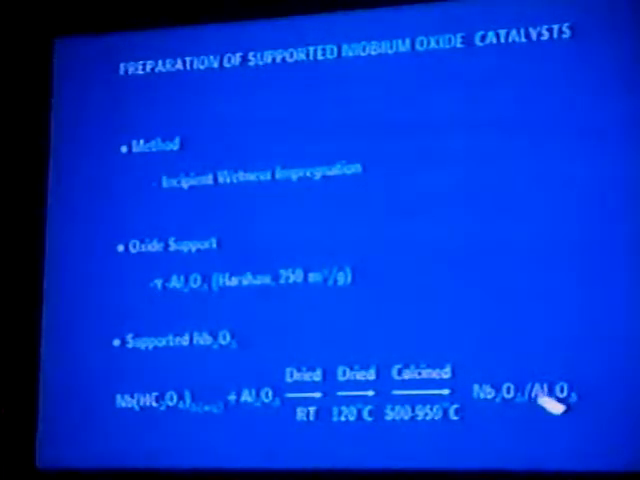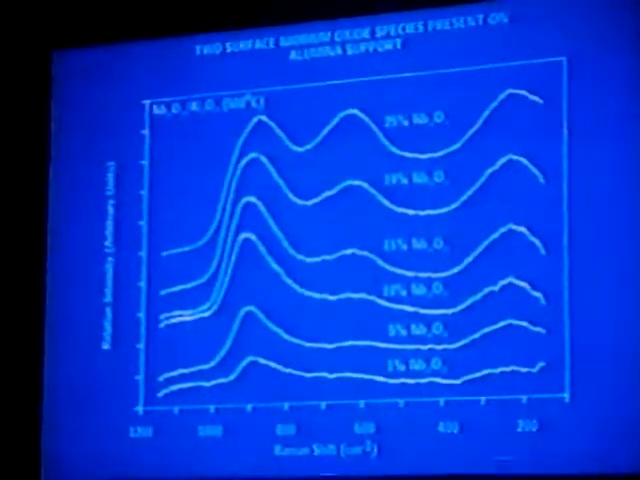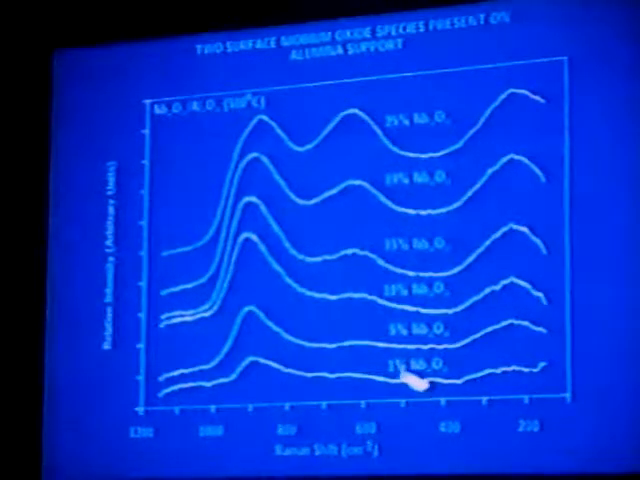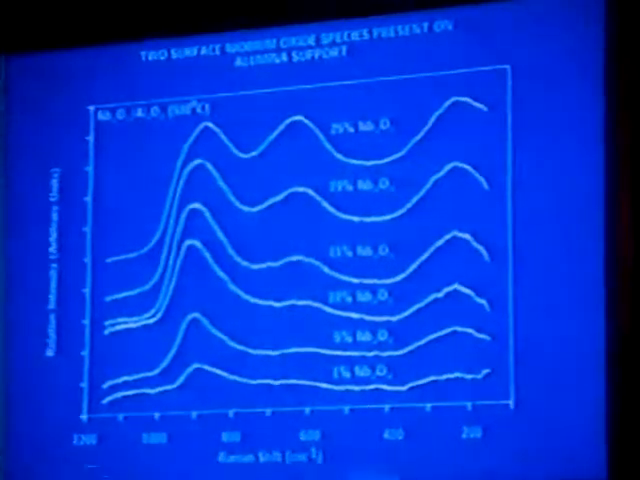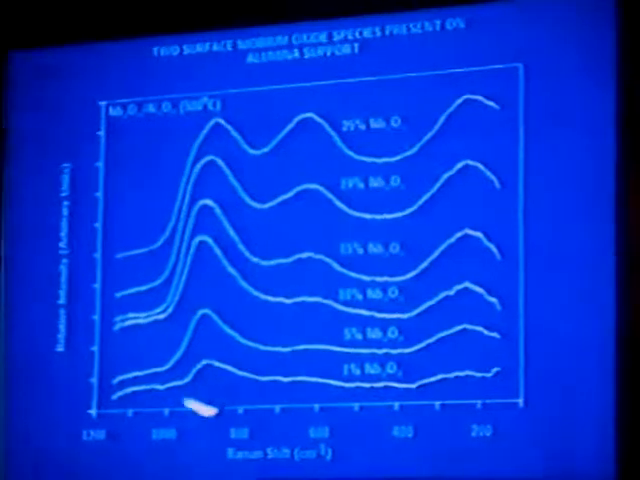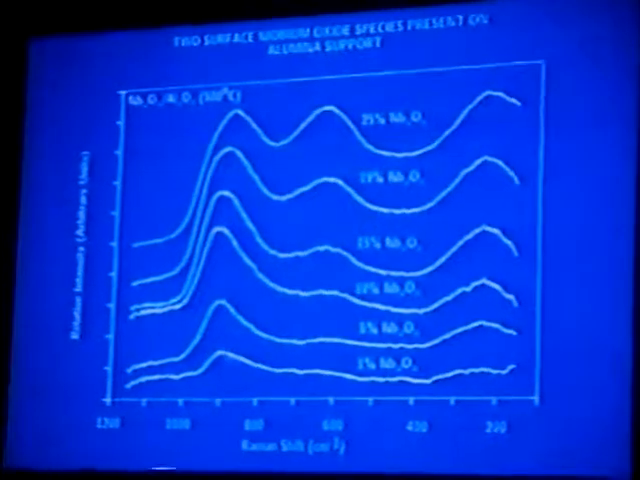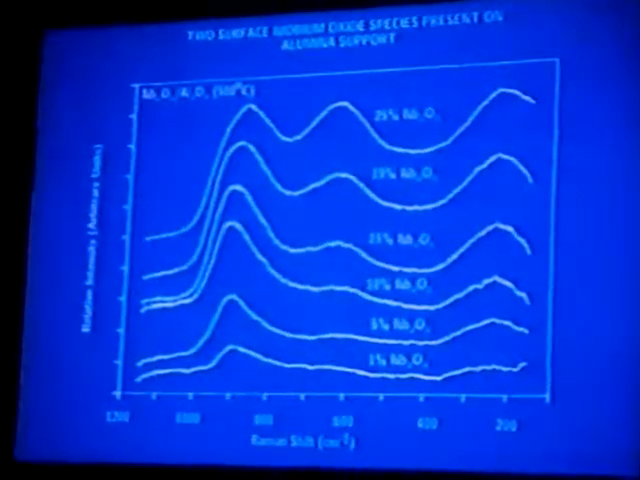on alumina. But we don't know what kind of structure the niobium has on alumina, so we also study it by Raman spectroscopy. Shown here is a series of Raman spectra, with coverage changing from 1% to 25%. We can see at low loading a band appears around 900. It's due to the terminal niobium oxygen double bond.